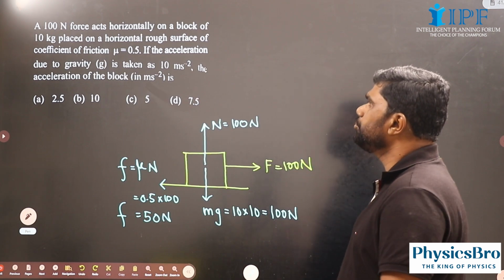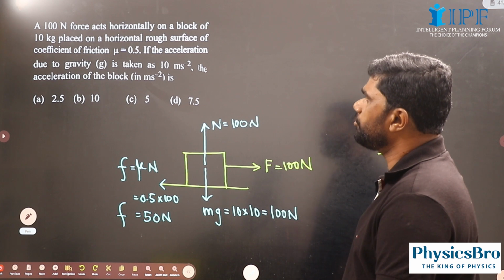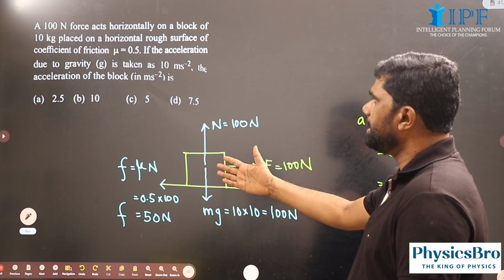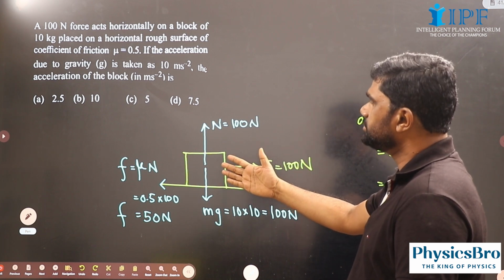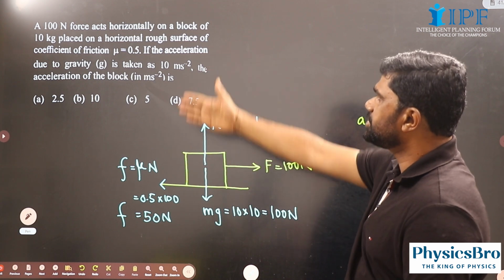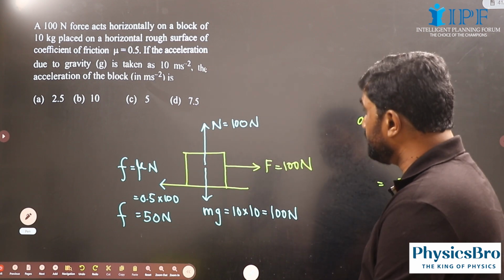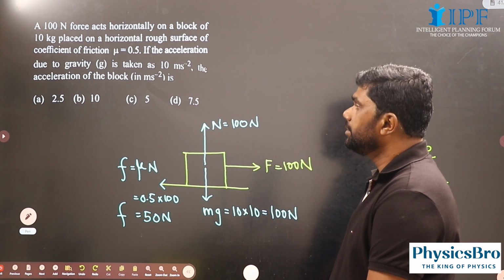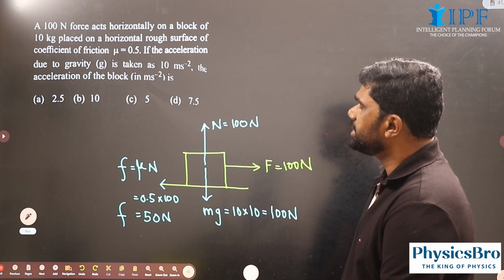What is this? 100 Newton force acts horizontally on a block of mass 10 kilogram. Okay, rough surface, that's also fine. Coefficient of friction is 0.5. Acceleration due to gravity is taken to be 10 meter per second square. What we have to find out is the acceleration of the block.